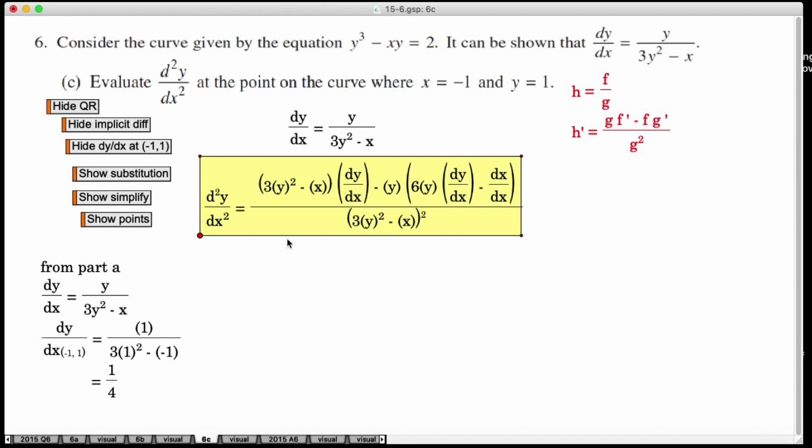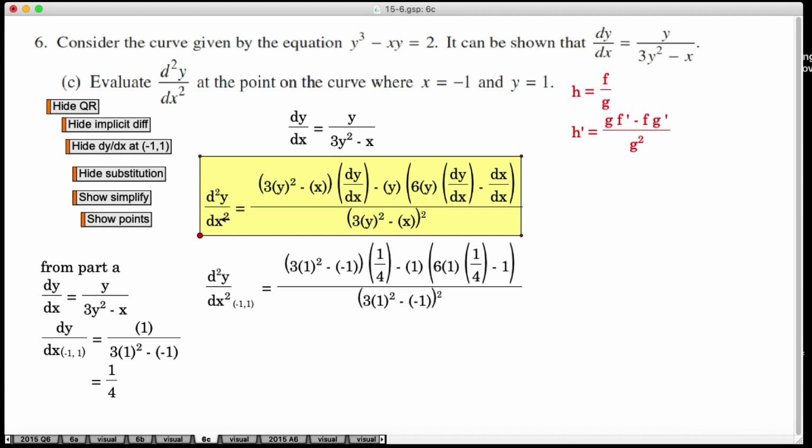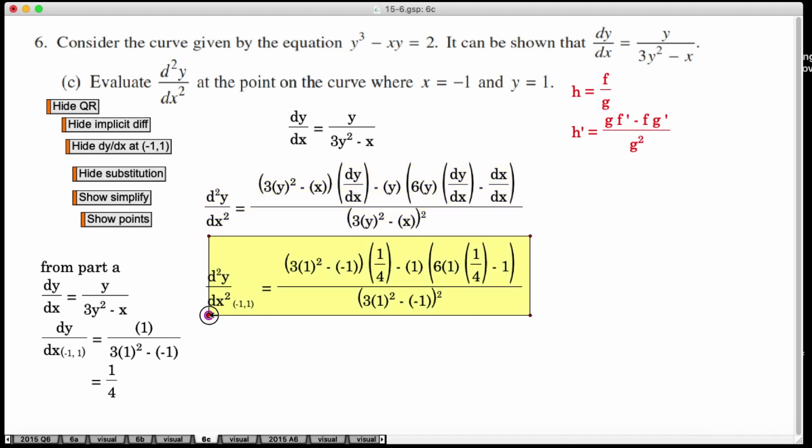So what I'm going to do now is substitute all the values in. Y is 1, so every place there's a y, I put a 1. X is minus 1, so plug in minus 1s for x. And then for dy/dx at this point, I'm plugging in 1/4. So I substitute all the values in there.